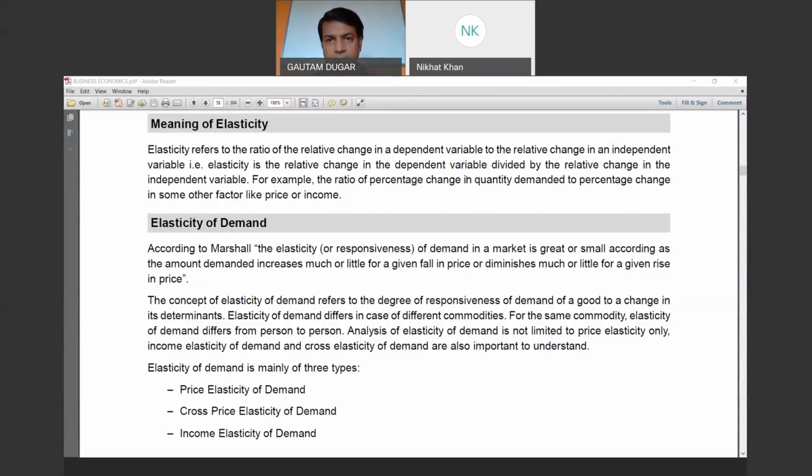In the last class, we covered demand and these concepts: factors determining demand, changes in quantity demanded, the reasons for the downward slope of demand, and exceptions to the law of demand. Now moving on to elasticity of demand.